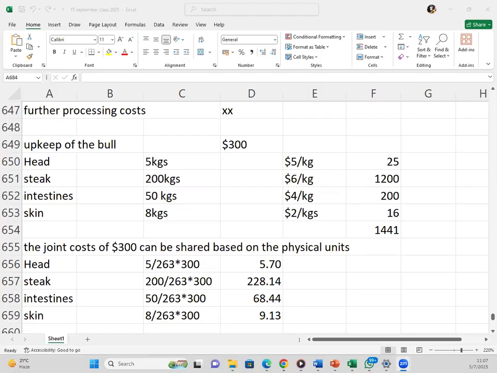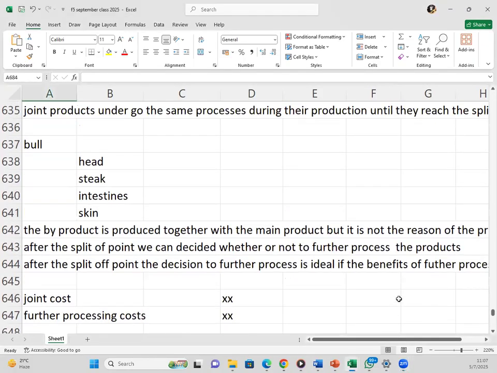Okay, so in our previous session, just a quick recap of what we were looking at. In our last session, we did look at relevant cost analysis.